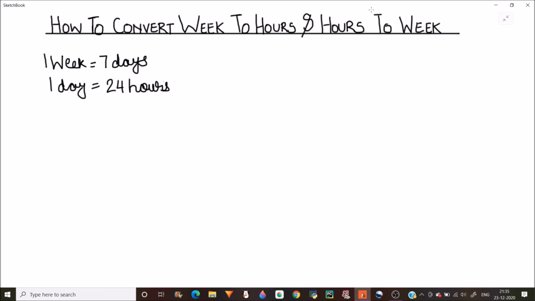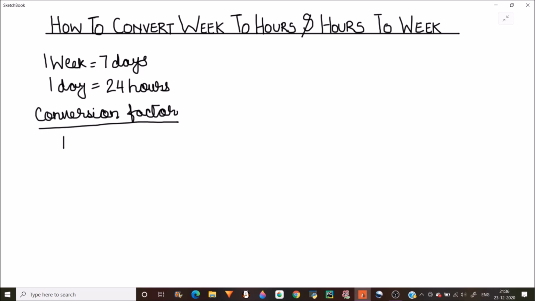The conversion of week to hours can be done by two methods. The first one is to find a conversion factor and then multiply or divide the conversion factor with the week or hours given. And the second method is to convert it directly. So let's find the conversion factor to convert from week to hours.